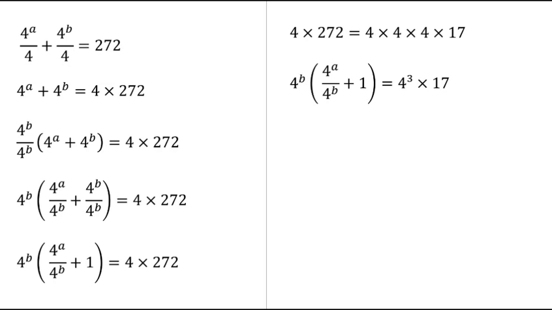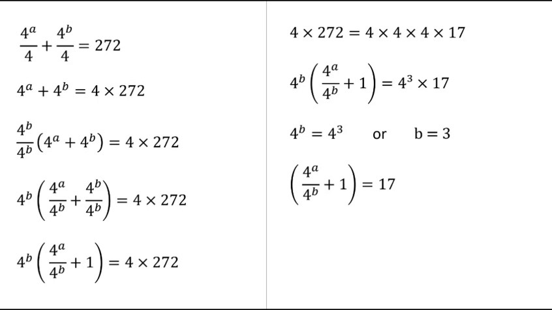In the left hand side, we have 4 raised to power something multiplied by an odd number. Again the same logic, because 4^a upon 4^b is an even number and we are adding 1 to it. So we can compare left hand side to right hand side and get the value of b is equal to 3, and 4^a upon 4^b plus 1 is equal to 17.